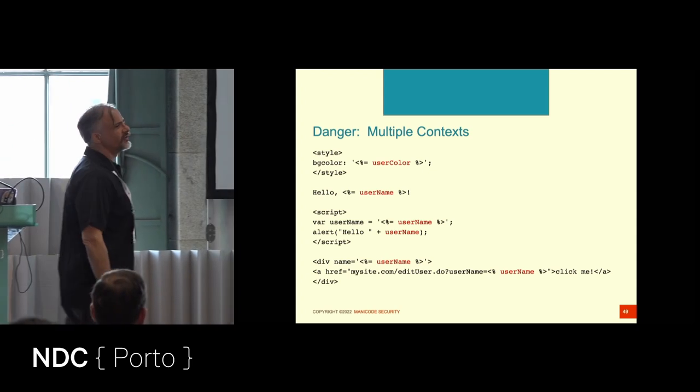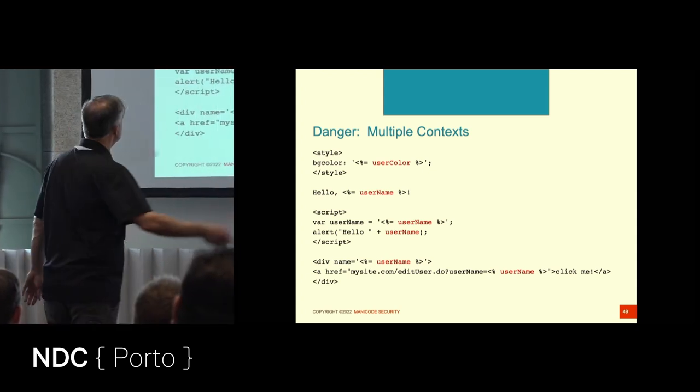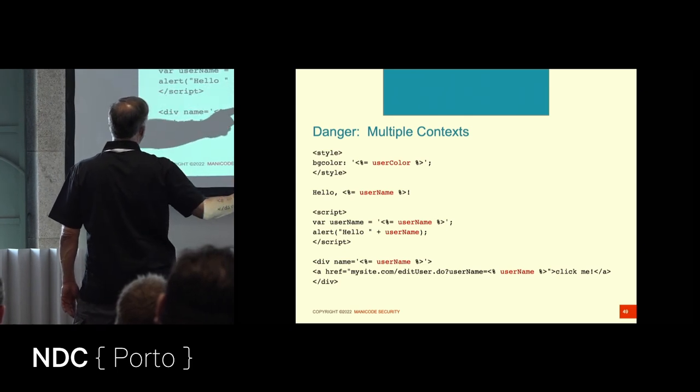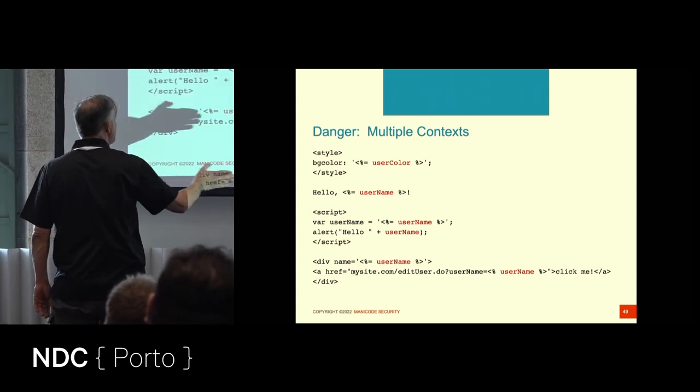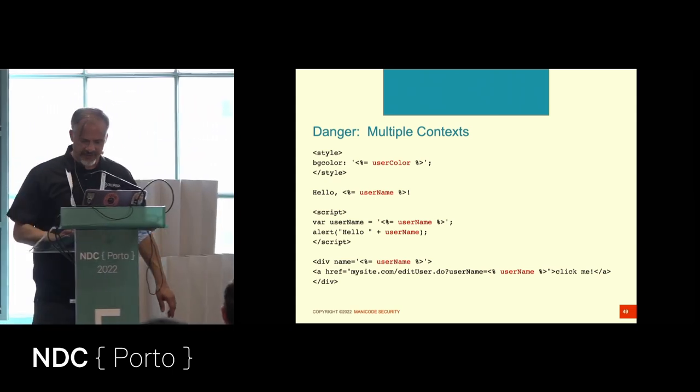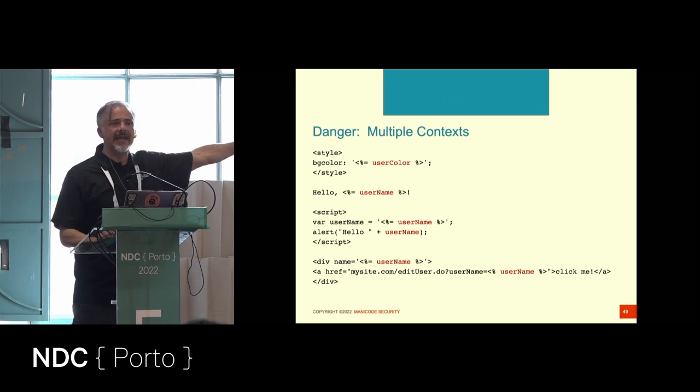This is my world, Java server pages. It's an old technology, but this is the vulnerability. I'm adding a variable to all these different locations in a web page without any encoding. Every example here is cross-site scripting. We're gonna come back to this later and fix it.